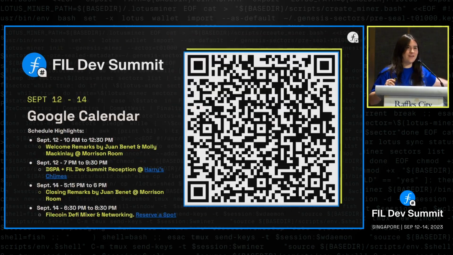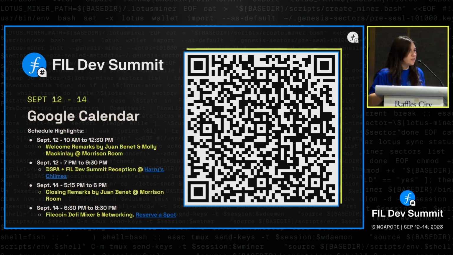Here is a big QR code for you to scan, the Google Calendar. Please go ahead, save it to your phones. You're going to receive notifications of the talks that are happening. Inside of each track, you're going to see the description of each of the talks. Our track leads are going to be updating that in case there's some change.